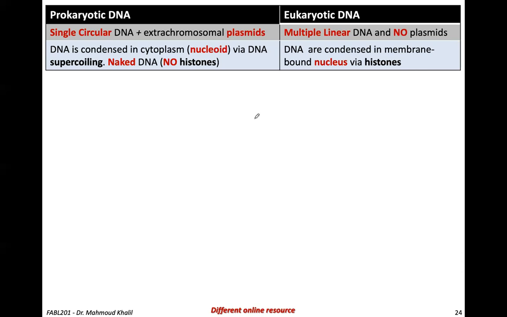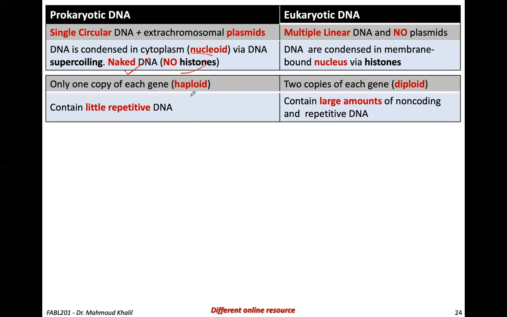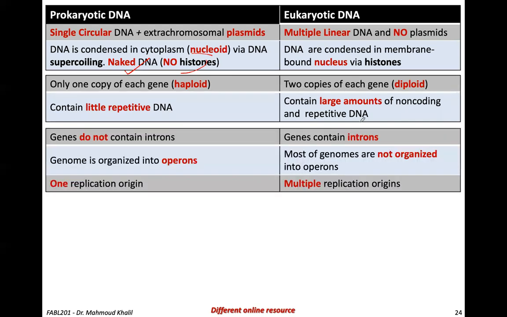finally, you will see an important comparison between prokaryotic DNA and eukaryotic DNA. Of course, in the prokaryotes it's a single circular chromosome with plasmid, but the eukaryotes have multiple linear chromosomes with no plasmid. There are no histones and the DNA is naked in the prokaryotes, which is not the case for the eukaryotes. It's only one copy, haploid. Most of the prokaryotic DNA is haploid, but it's diploid in the eukaryotes. There is little repetitive DNA in prokaryotes, but a large amount of non-coding and repetitive DNA in eukaryotes.